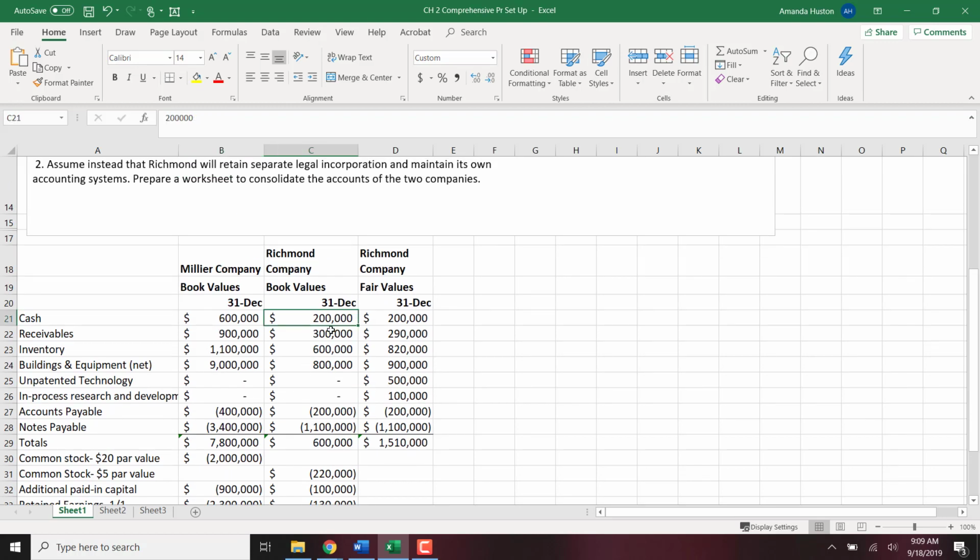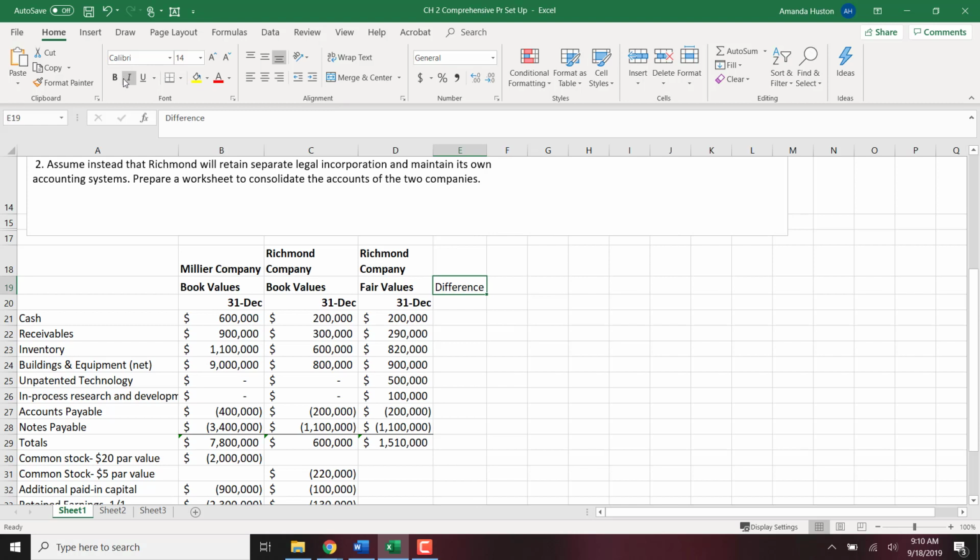Next, you have Richmond. These are the cash book values on the balance sheet, and then we have fair values. Richmond has fair values on date of acquisition because there could be fair value differences. So the very first thing I would want to do when I set up this consolidated, to calculate whether we consolidate or we just make journal entries to add their assets and liabilities, is to calculate the fair value book value differences. So I am going to do fair value minus book value.